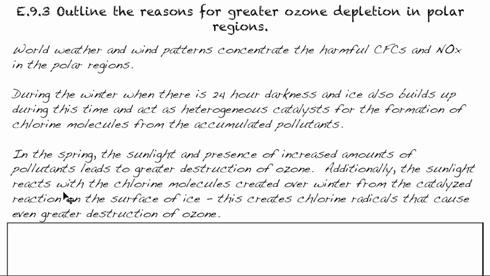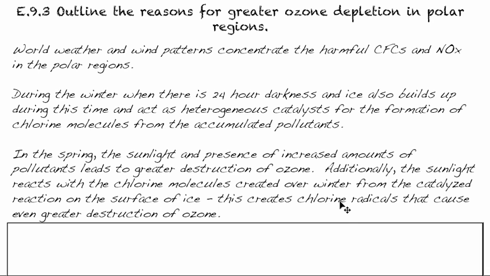Additionally, the sunlight reacts with the chlorine molecules created over the winter, like we just talked about, from the catalyzed reaction on the surface of ice. That actually creates the chlorine radicals. And we actually saw this free radical mechanism when we looked at how we would turn alkanes into halogenoalkanes. So that same step where you need light, UV light, to actually have that homolytic fission. Well, it's spring, the sunlight's back, and we create all these chlorine free radicals.